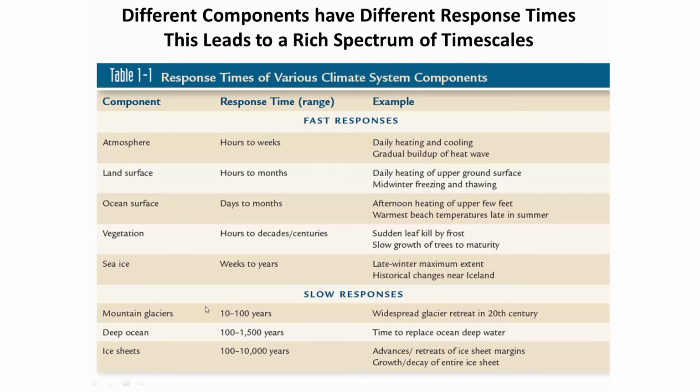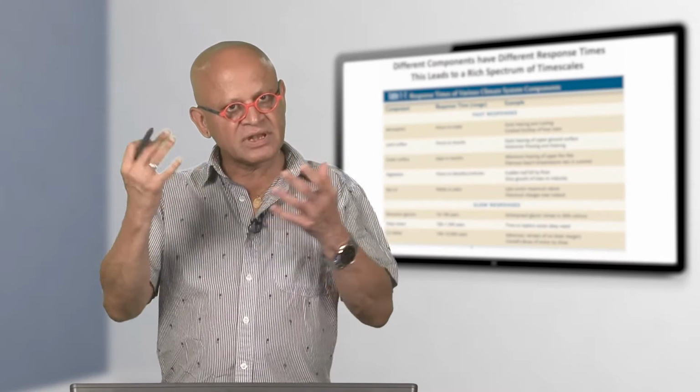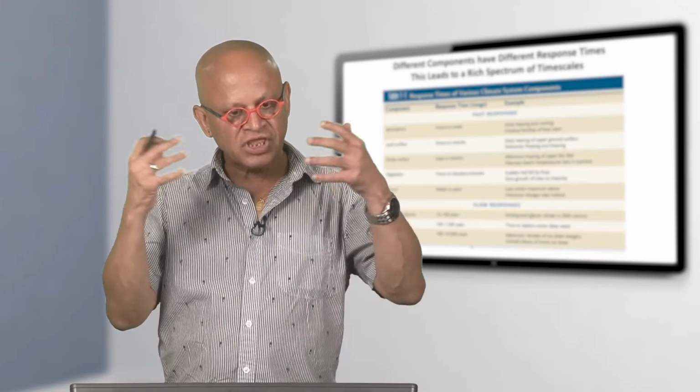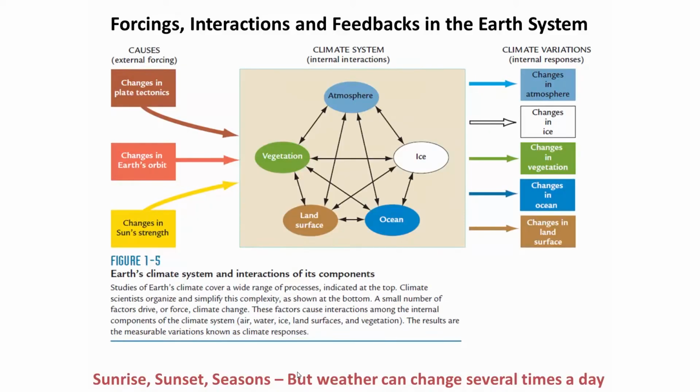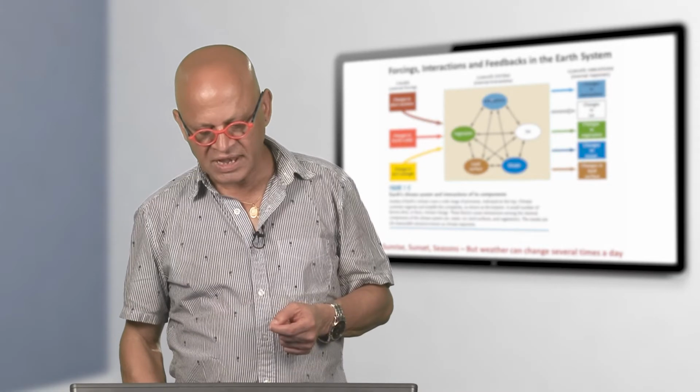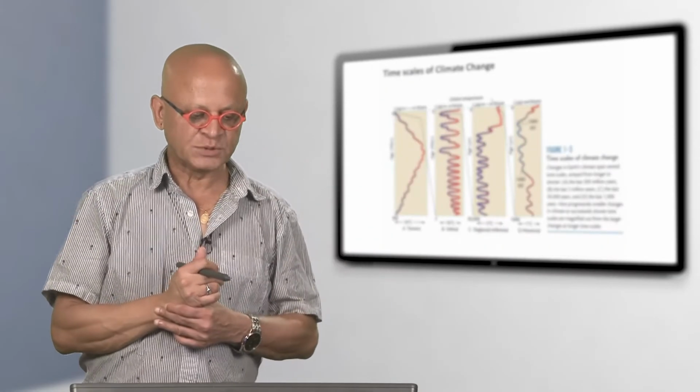Glaciers, 10 to 100 years, sea ice, weeks to years, and ice sheets, 100 to 10,000 years. So, these multiple time scales are involved in the feedbacks that we looked at. So, it's possible that ice and atmosphere will feedback, and ice will respond at a very different time scale than the atmosphere. Hence, you begin to generate many different time scales of change.